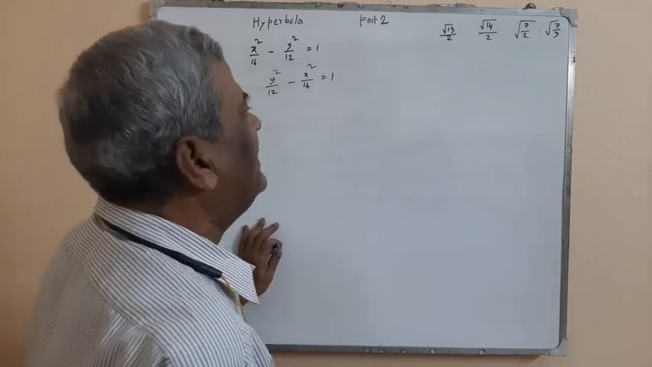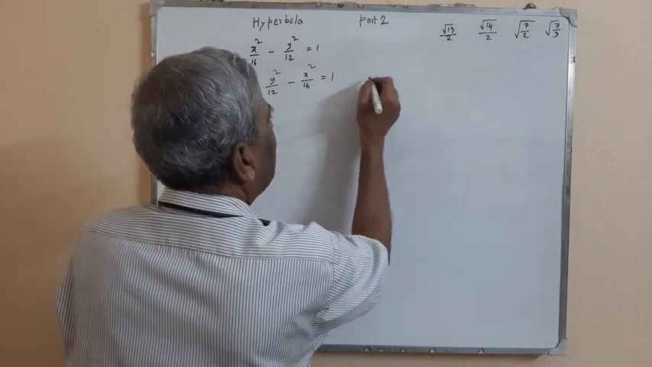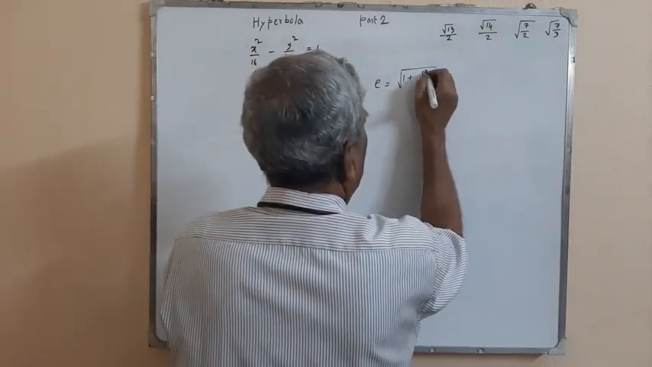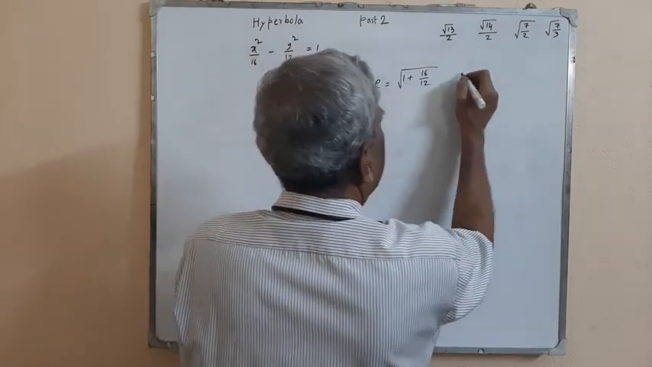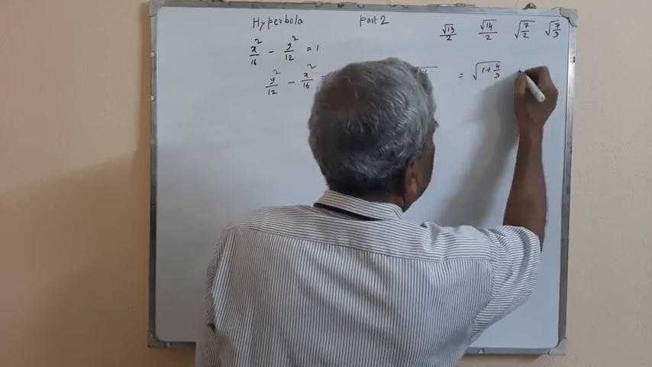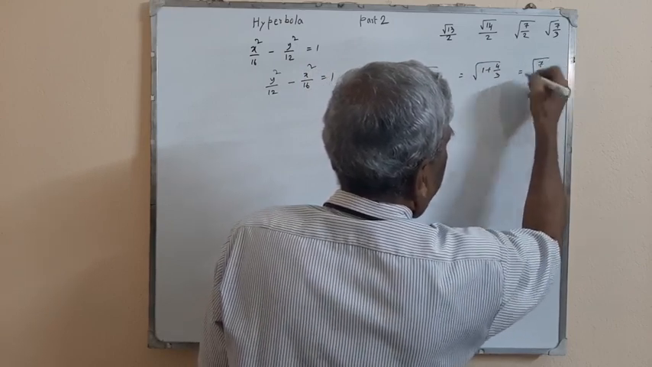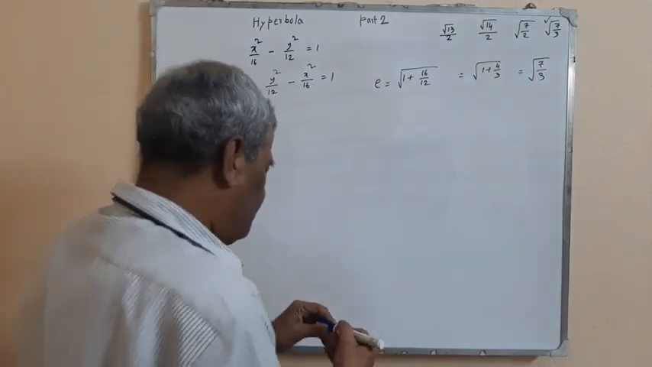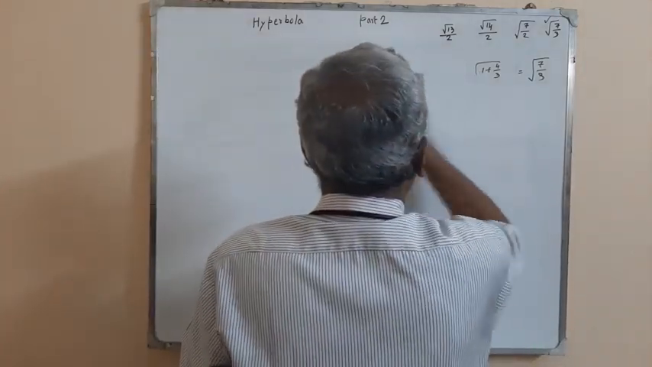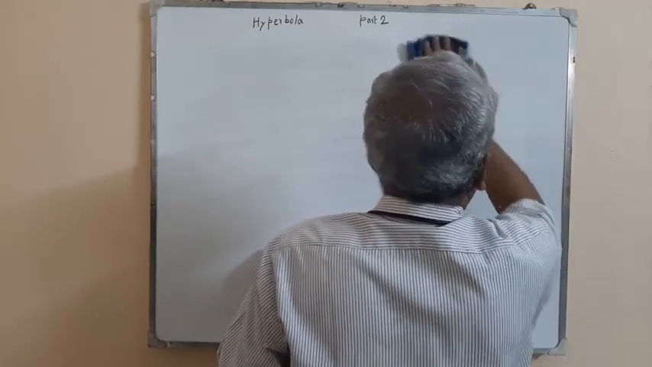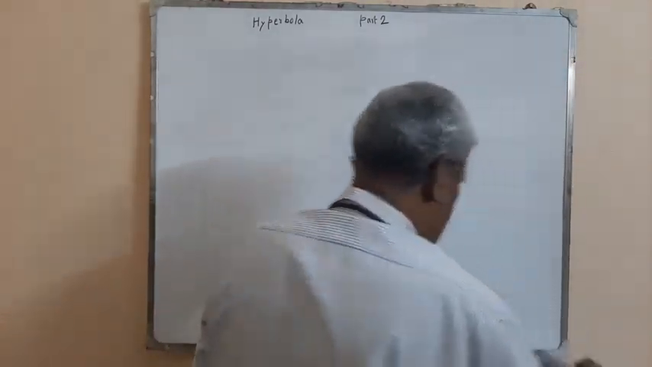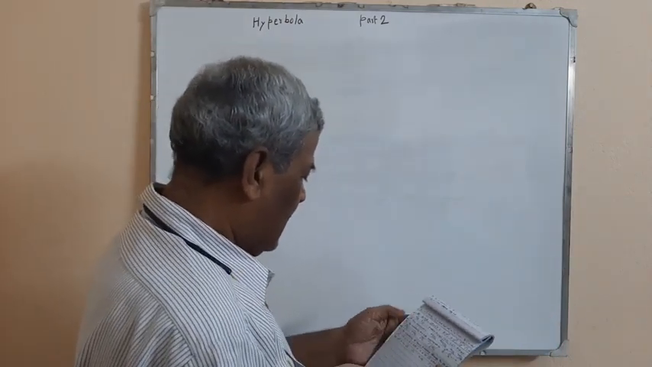And very easily we can find its eccentricity. It is actually e is equal to root over 1 + this by that, b² by 12, this by that, so that it is equal to root over of 1 + 4 by 3, that is 7 by 3, so it is root over 7 by 3. So this option is correct. Next one.